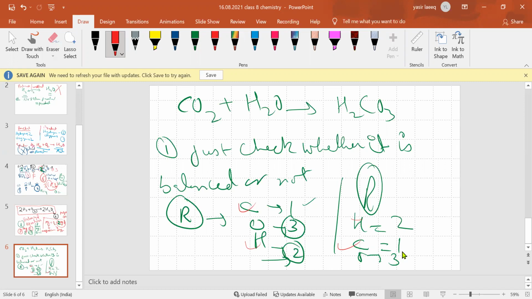So don't get confused. This will be a type of question: is it balanced? First you check it. If it is balanced, then there is no need to spend more time there. Don't waste time. Just write that it's balanced. If it's not balanced, then you have to balance it. Is it okay for everyone?